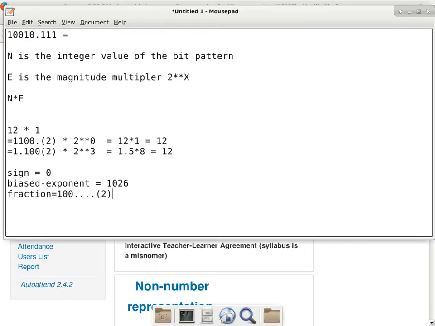The first component is the sign, which is an easy one. 0 means it's non-negative, and 1 means it is negative. The biased exponent is the one where you have to remember that it is biased by 1023. So whatever the actual exponent is that you want, you have to add 1023 to it to become the value that will be represented using these 11 bits.